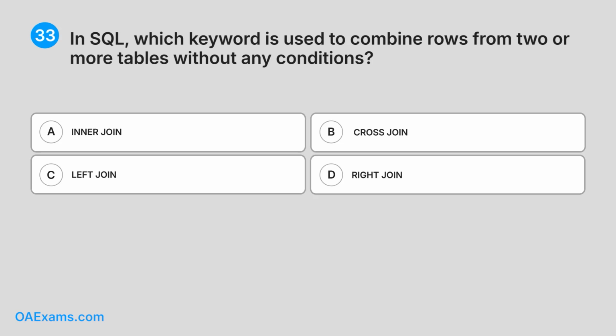33. In SQL, which keyword is used to combine rows from two or more tables without any conditions? A. Inner join. B. Cross join. C. Left join. D. Right join. Can you guess the answer?